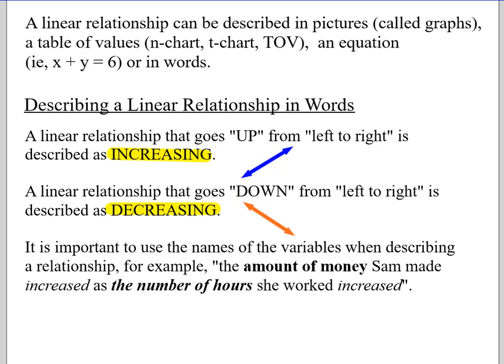So when we're describing a linear relationship in words, the key words we really want to communicate to people is whether it's going up as we read from left to right, and we call that increasing. If a linear relationship goes down as we read from left to right, it's called decreasing. And it's really important to understand that they're both from left to right, just like you would read a sentence. So increasing goes up from left to right, decreasing goes down from left to right.